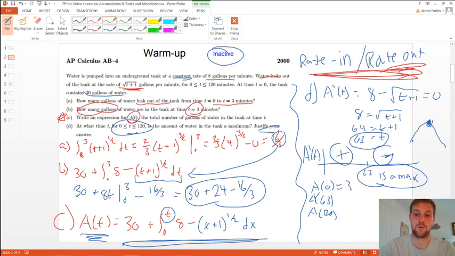Like A of 0 is told to be 30, and you can find these two numbers by plugging them into the equation from part C. But for sake of time, I'm not going to do that. It ends up 63 is going to be the max value. But there's your justification for absolute maximum: making sure to include endpoints as well as all critical points. But there you have it. Okay, so how do we feel about that? That's rate in, rate out. Very common types of questions you can see on this.